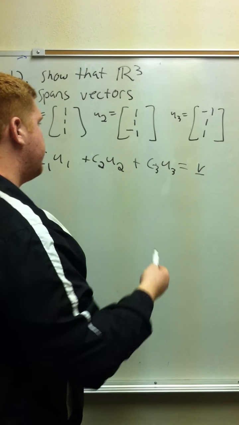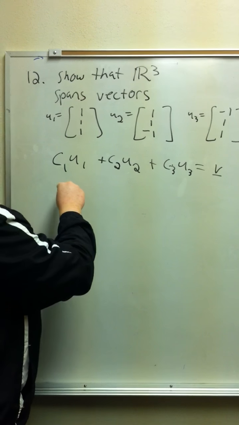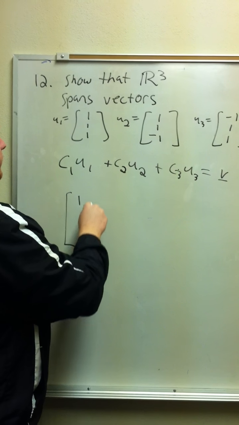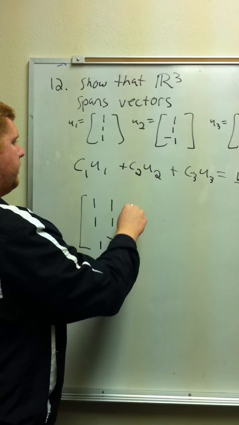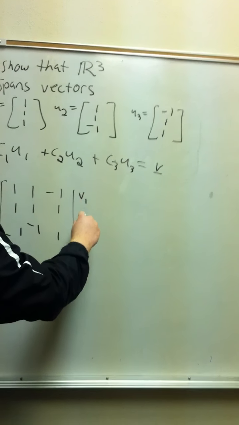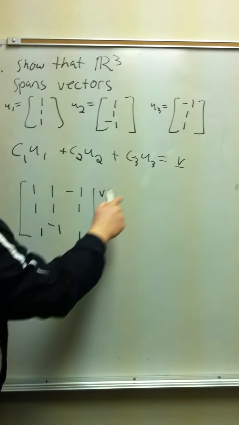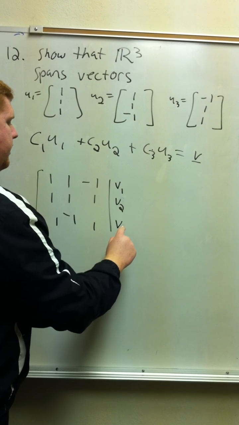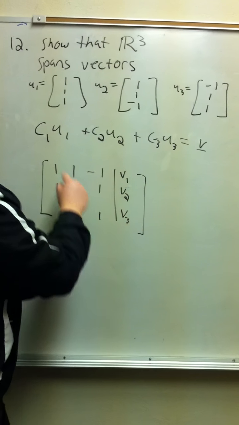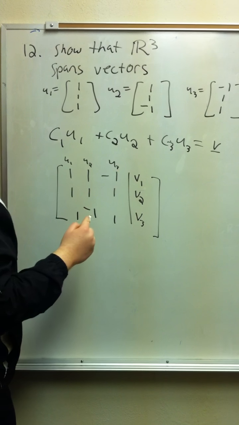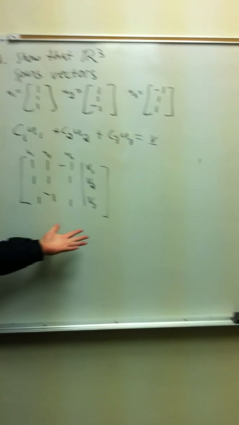So we can construct a matrix. So we can say that the matrix 1, 1, 1, 1, 1, negative 1, negative 1, 1, 1 equals the first component of V, which is V1, the second component of V, which is V2, and the third component of V, which is V3. And these are vectors U1, U2, and U3. So we want to find vectors so that this matrix is true.